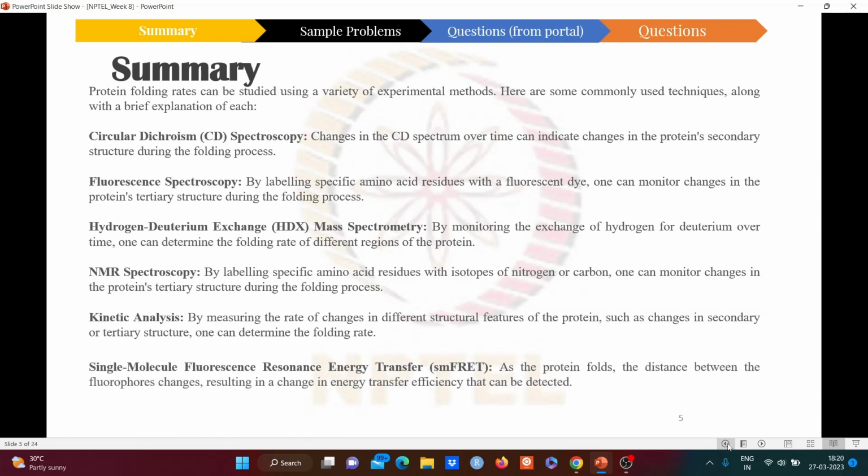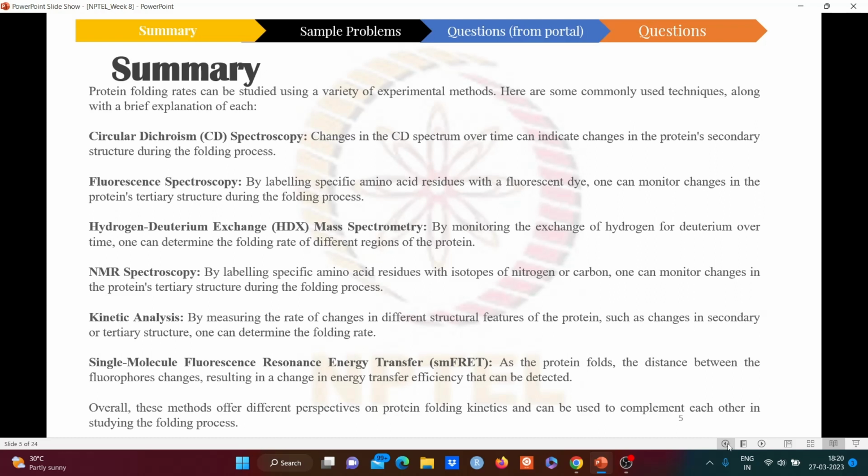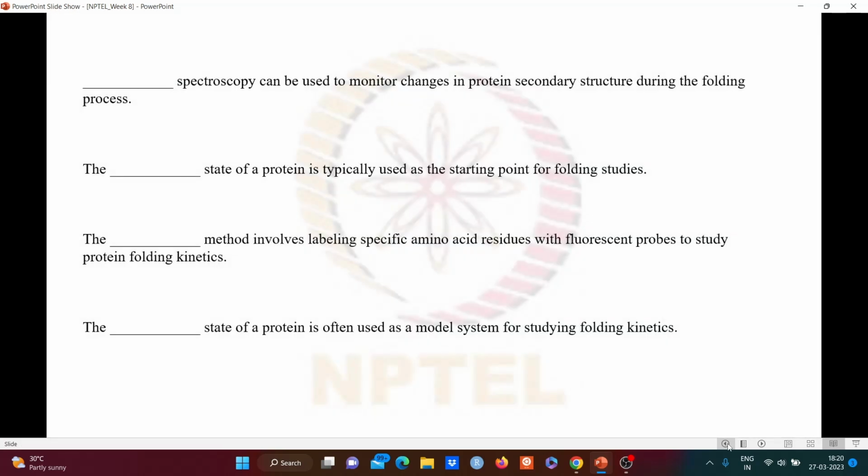Next is the FRET technique. FRET stands for fluorescence resonance energy transfer. This method involves labeling the protein with donor and acceptor fluorophores and measuring the distance between them during the folding process. As the protein folds, the distance between the fluorophores changes, resulting in a change in energy transfer efficiency that can be detected. Overall, these methods offer different perspectives on protein folding kinetics and can be used to complement each other in studying the folding process. Okay, here we'll take up a few questions on the techniques.